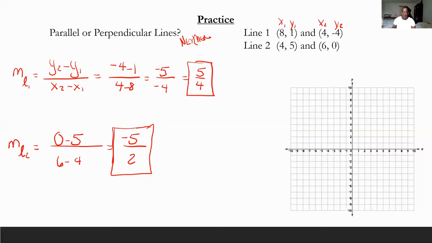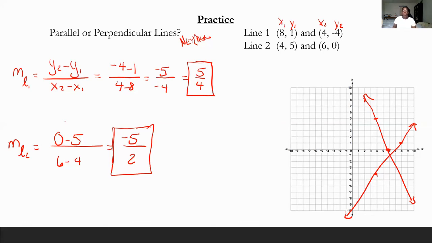So if you want to see it, we got 8, 1, which is right here, 4, negative 4, which is right here, drawing our line. Maybe a little bit better. Then we have 4, 5, which is right here, and 6, 0, which is right there. And we're going to draw our line. And yes, they intersect, but they definitely don't give me that 90-degree angle. So they're neither parallel nor perpendicular, they're just intersecting lines.